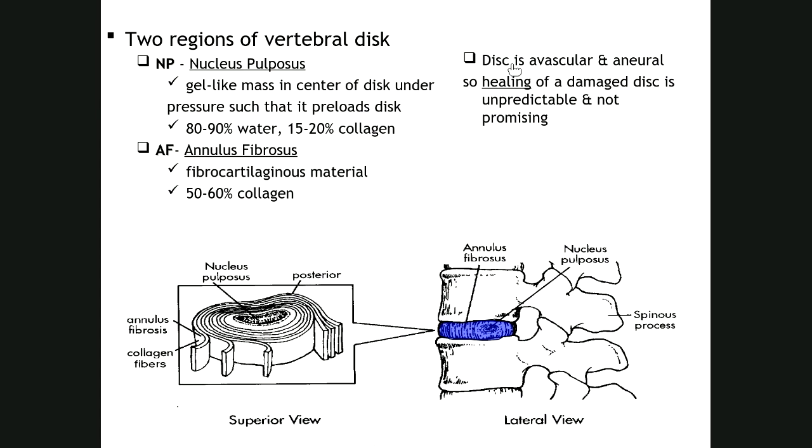But we're going to talk specifically about herniated discs in a couple of slides down. It's very important for you to remember that it has very poor blood supply and is very aneural, which makes the healing process for a herniated disc unpredictable.